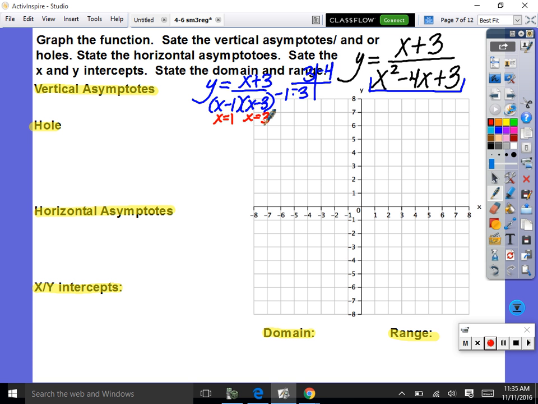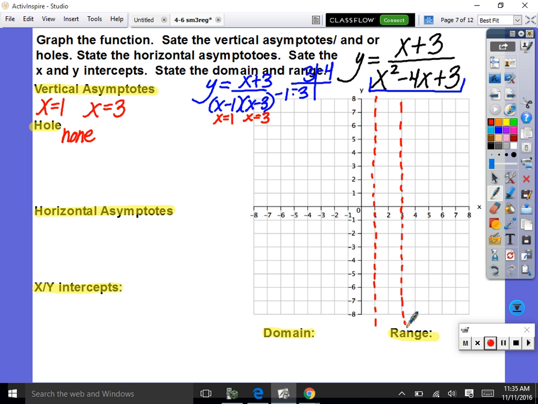Good. So these are x equals 1. The x minus 1 didn't divide out, so that's a vertical asymptote. So x equals 1 is a vertical asymptote. And x minus 3 doesn't divide out either, so we also have a vertical asymptote at x equals 3. Now, holes, there are none. Let's go over to our graph and draw those in. Go to x equals 1 and draw in your asymptote vertically, and at 3.